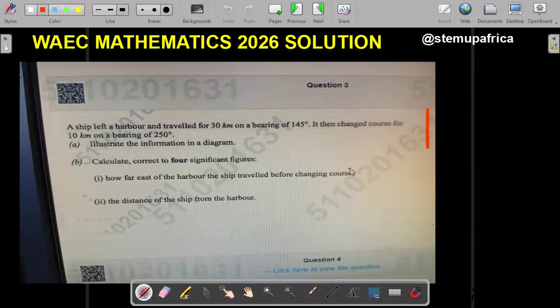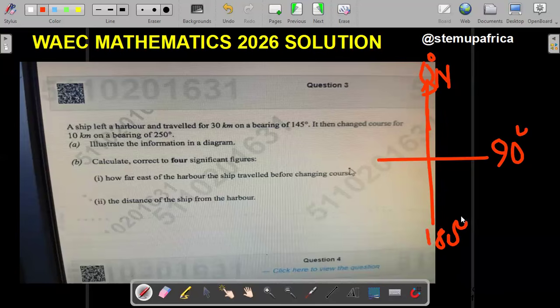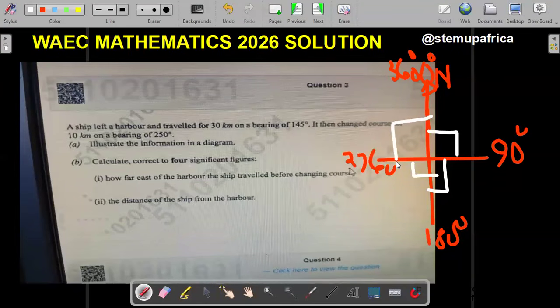When you come to bearing, it's like this. Here is the north. All bearing must come from the north, and the north is 0 degrees. Here is 90 degrees, here is 180 degrees, here is 270 degrees, back to 360 degrees. That is one complete turn. Another thing you should know is that every quadrant is 90 degrees.